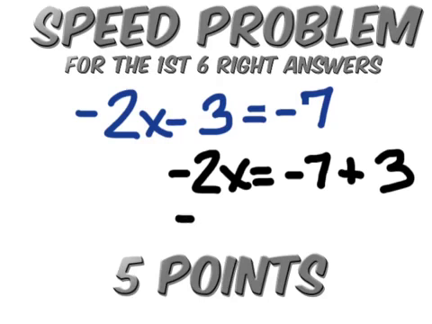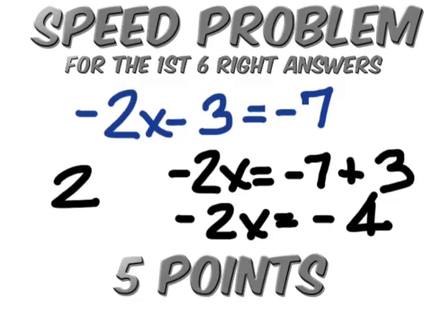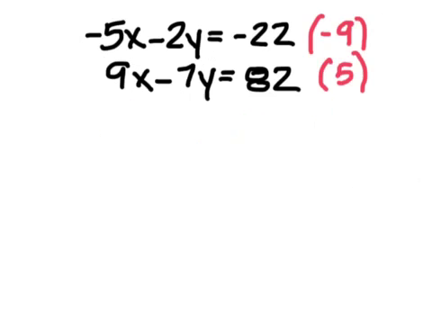Plus 3 on the right is going to give you negative 4. Divide that by negative 2 to get 2. If you wrote negative 9 and 5 only, then come on up. For the next thing, all I need is the result of multiplying the first equation by negative 9. Multiply the first equation by negative 9 and bring me what you get.